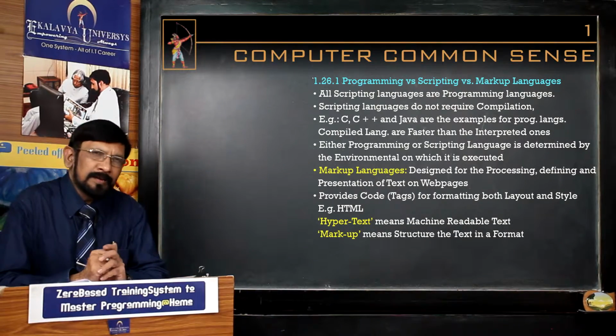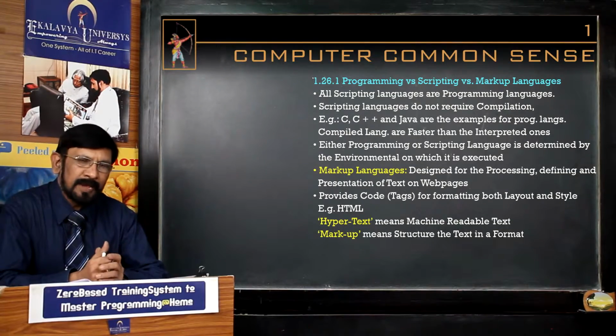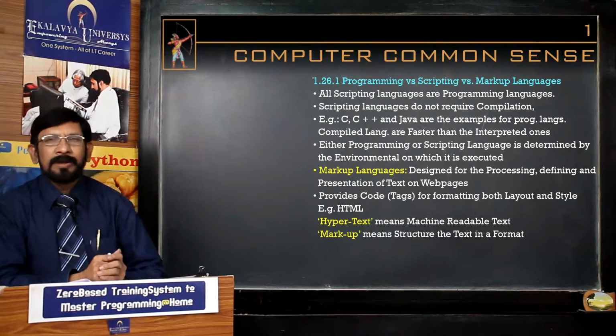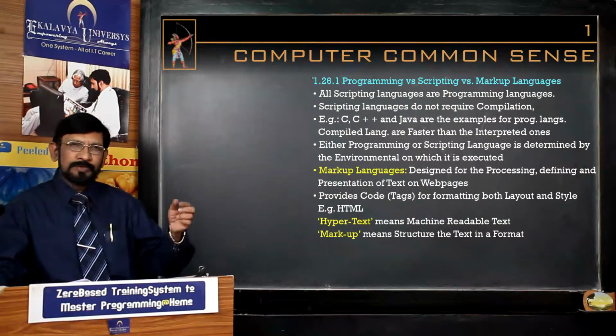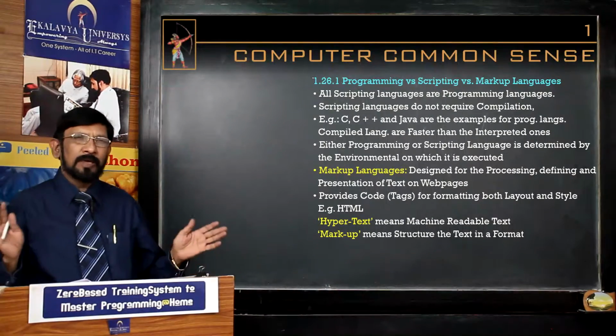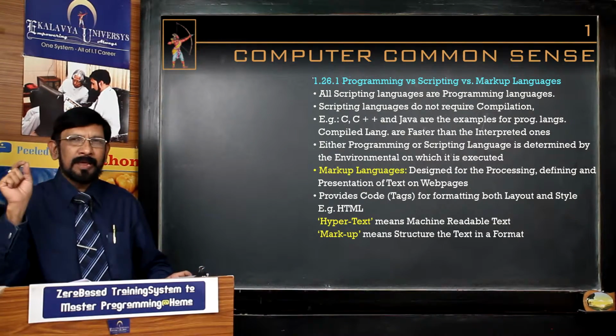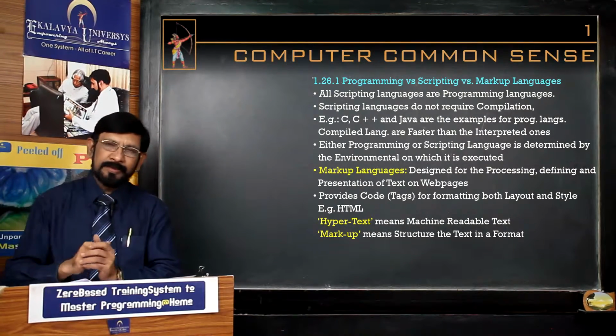Here, all scripting languages are programming languages, because scripting languages are also meant for writing programs only. Using scripting languages also, we develop instructions. So, obviously, all scripting languages are programming languages, there is no doubt in that. But what is the difference?